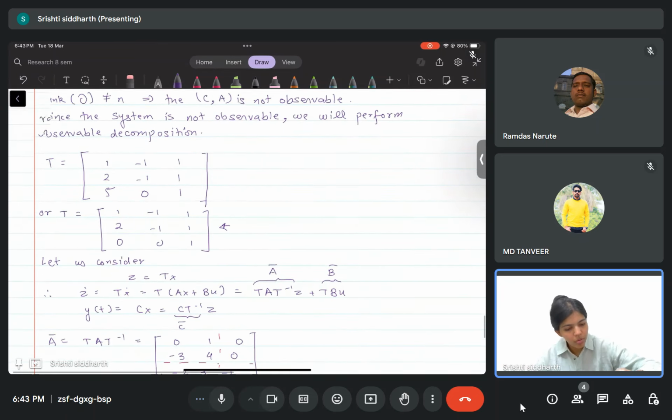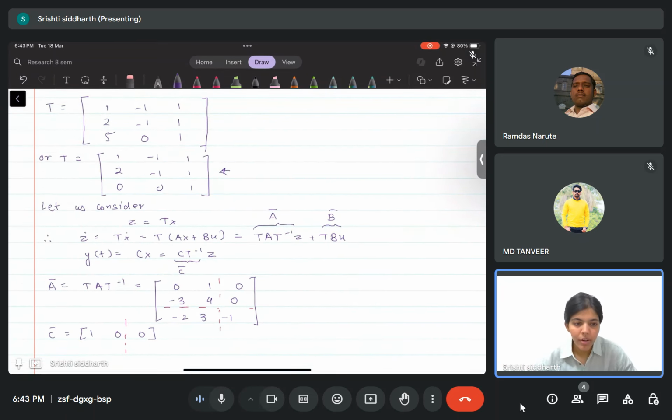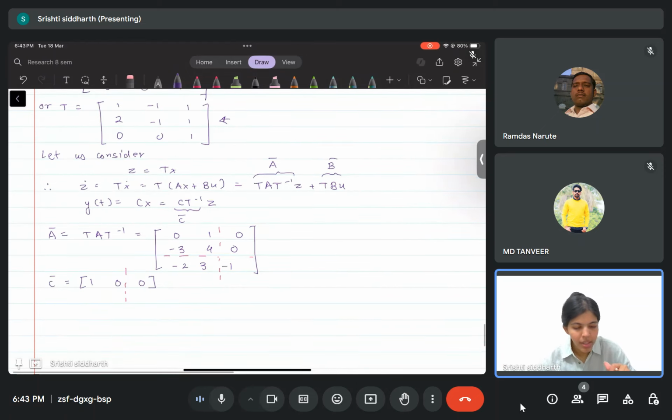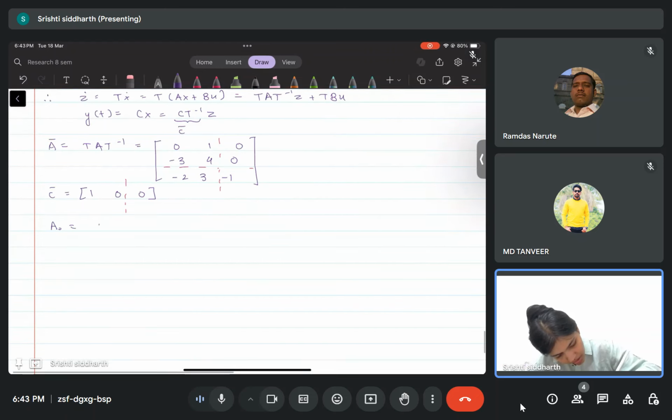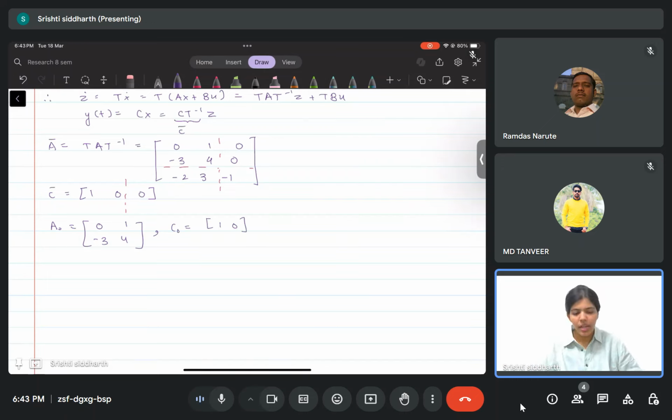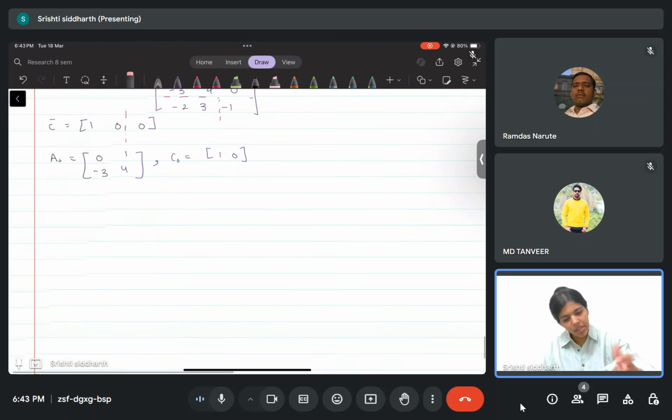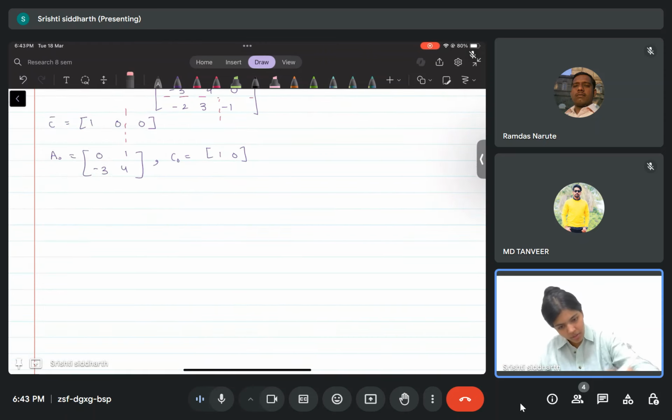Since the rank of the observability matrix is 2, we are going to have a second order subsystem from this, which is observable. So that is A0, which is 0, 1, minus 3, 4, and C0. You can just check if this is observable or not. You can check this later. I'm going to simply write this down, that the pair C0 A0 is observable.